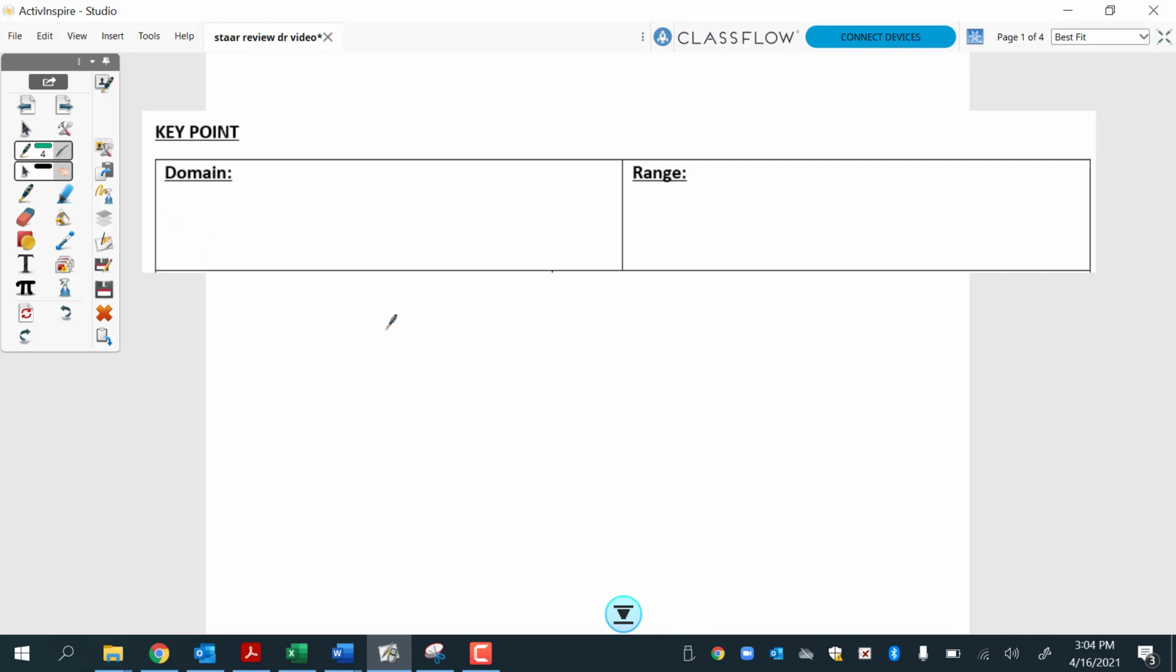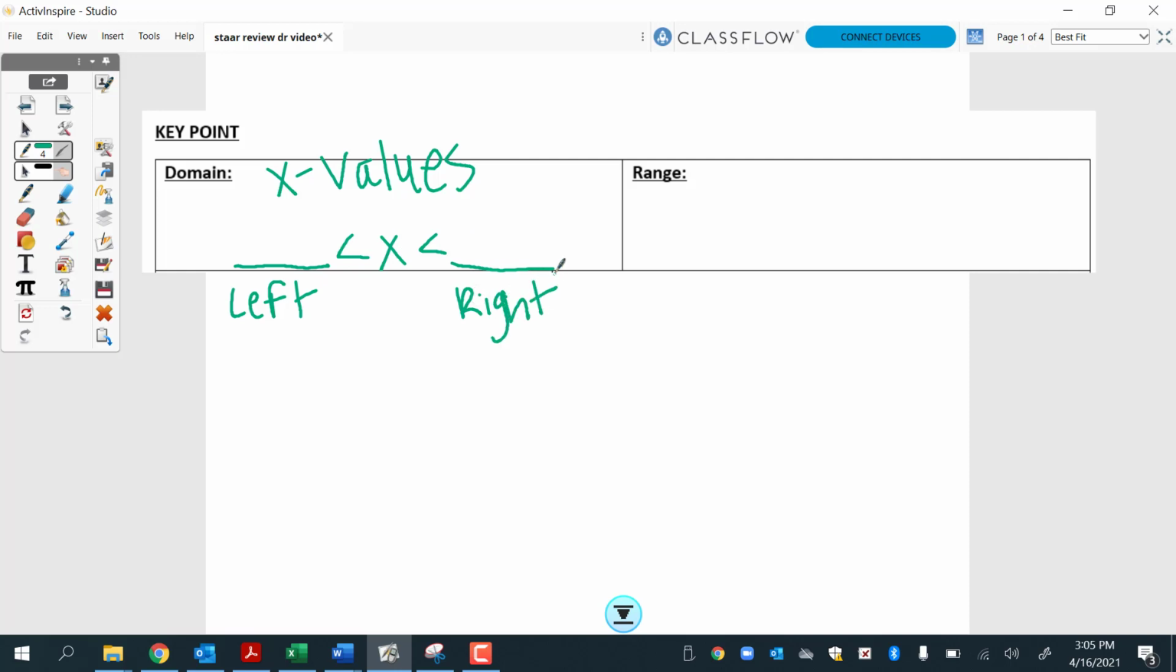So whenever I see domain on the STAAR test, I know domain means the X values. Okay. So if I see any answer choices that don't have an X in it, I'm going to cross them out. Now we know that when we write the domain, we're supposed to be saying what X values the graph is between. So the number on this side is supposed to be the number from the left side of the graph, and the number over here is coming from the right side of the graph.